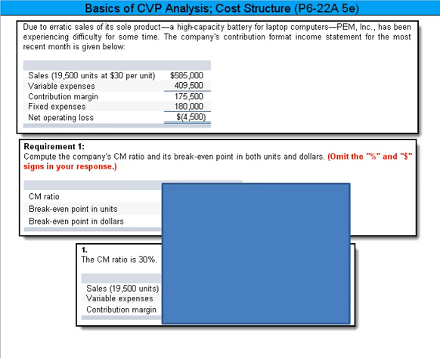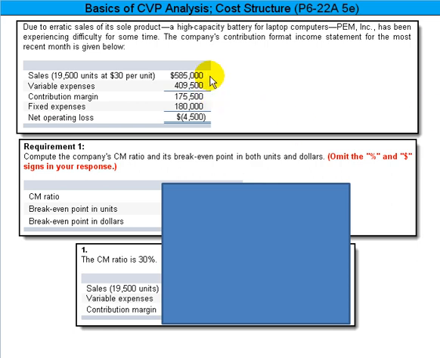Let's take a look at this CVP analysis and cost structure problem. Due to erratic sales of its sole product, a high-capacity battery for laptop computers, PEM Inc. has been experiencing difficulty for some time. The company's contribution format income statement for the most recent month is given below.